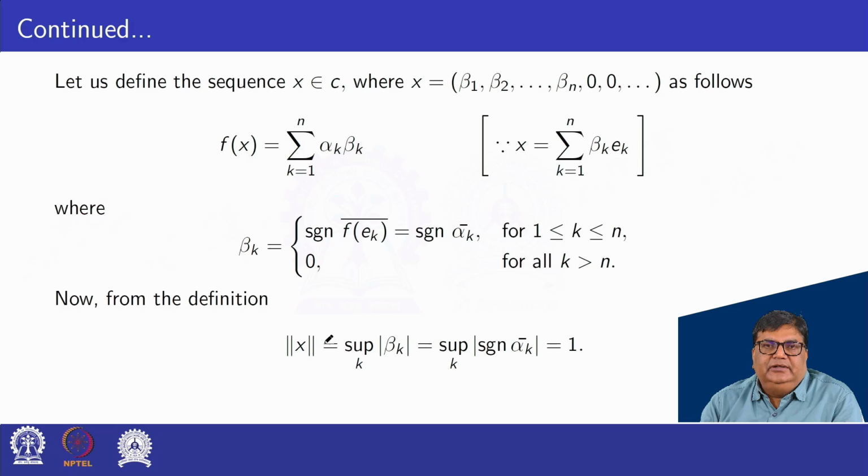Now from the definition of norm, since x belonging to C is a bounded sequence, norm of x equal to supremum of mod beta k. Beta k is signum of alpha k bar, so that is supremum of mod signum alpha k bar, and by the property of the signum function, mod signum of alpha k bar is equal to 1. So norm of x is equal to 1.